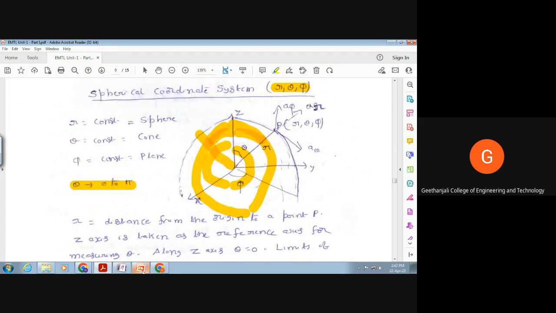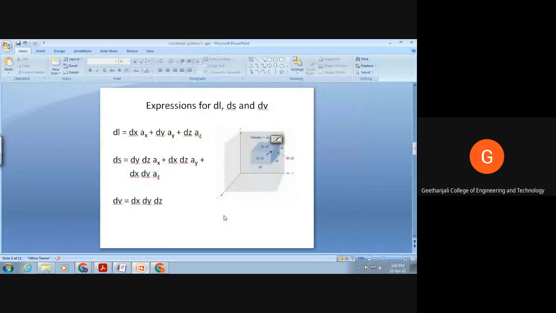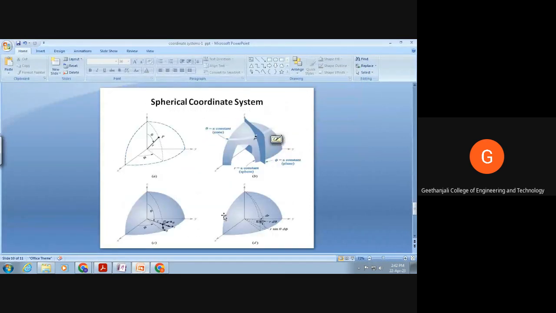Though, of course, it is somewhat difficult to visualize, these are the three surfaces: the spherical surface, then theta is equal to constant, a conical surface, and phi is equal to constant, a plane surface. Here you can see that this is phi is equal to constant, this is theta is equal to constant, a cone, and then r is equal to constant, a sphere. These three are going to be mutually perpendicular to one another at any point of observation. For example, at point P, if you observe, these three surfaces are mutually perpendicular to one another.